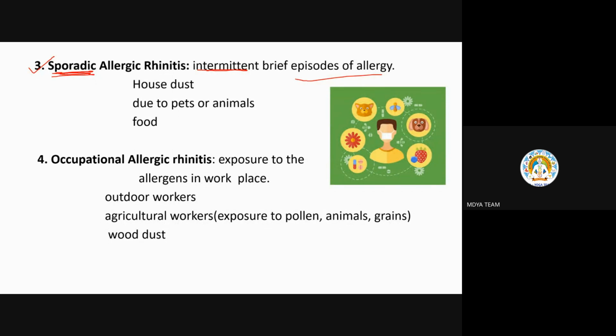When episodes occur intermittently, at gaps, then it is called sporadic allergic rhinitis. Some examples are again house dust, pets and animals, especially pets and animals you are not regularly spending time with. When you go near them, you will sometimes get allergic, and when you come back to your home, some foods can also cause this.